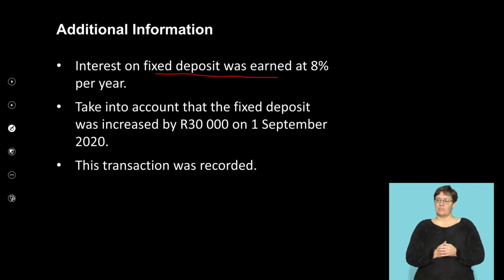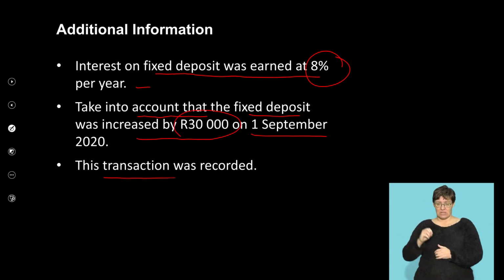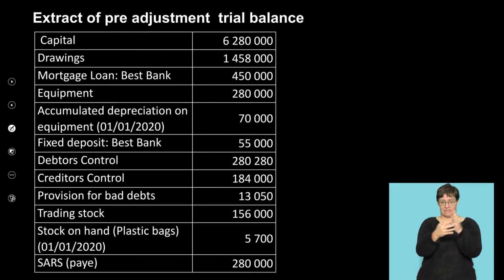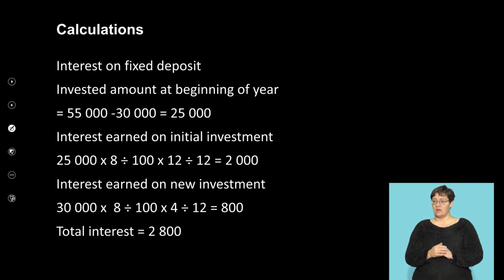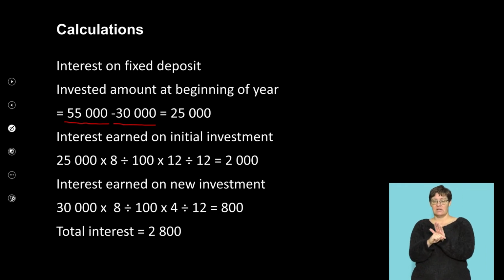Interest on the fixed deposit was earned at 8% per year. Take into account that the fixed deposit was increased by 30,000 on the 1st of September. This transaction was recorded. Okay, here we go. So there's my fixed deposit. Let me identify where it is: there it is, 55,000. So when I'm doing my calculation, remember, 55,000 is the new amount minus the amount that we increased it during the year to give me my old of 25,000.